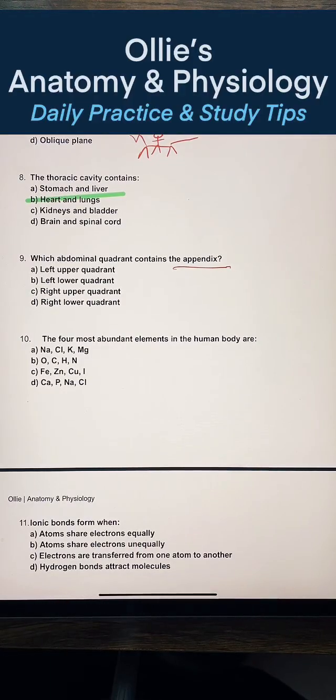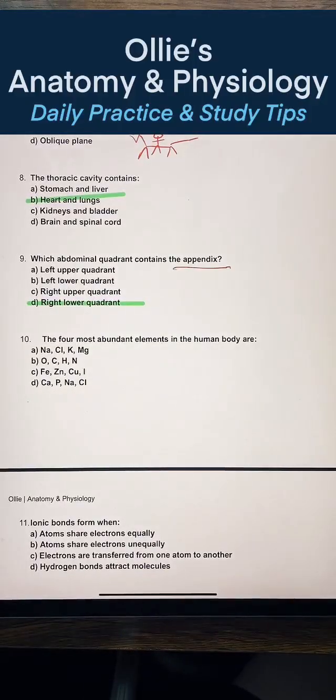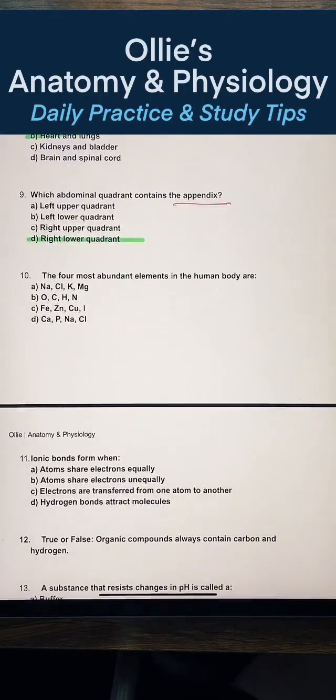Number 9, the answer is D. It is the right lower quadrant. The appendix is located in the right lower quadrant of the abdomen. Number 10, the 4 most abundant elements in the human body are what?